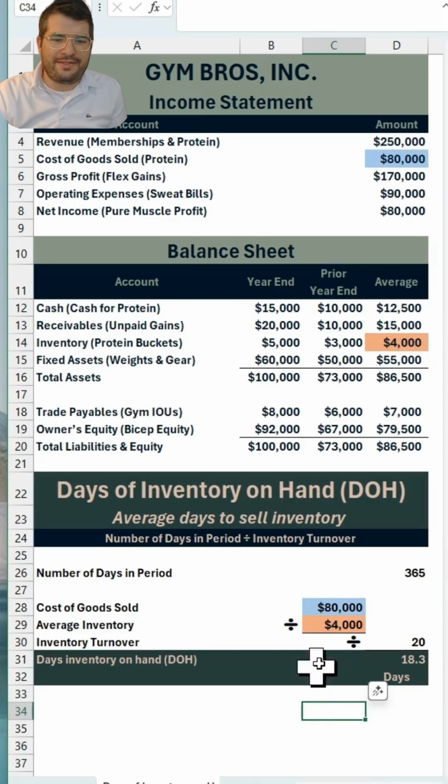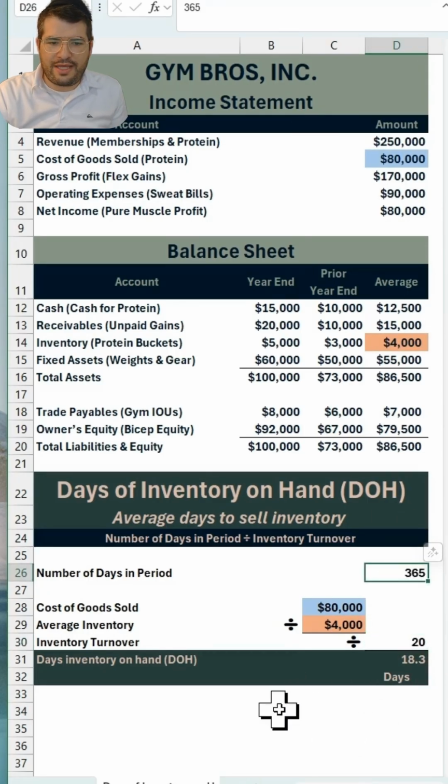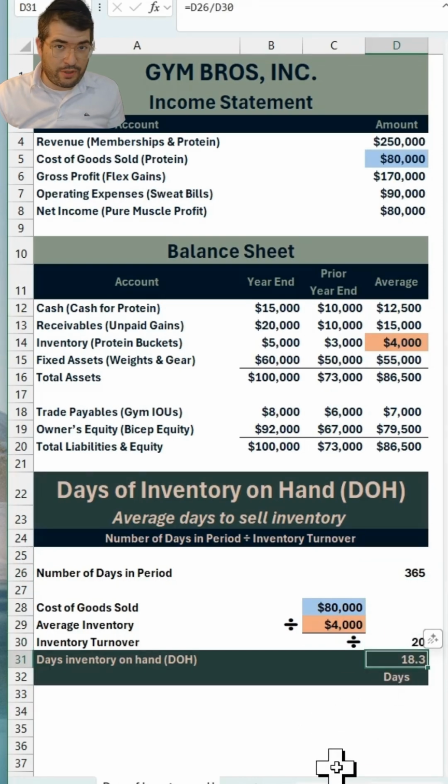Now, days of inventory on hand, so that tells you the same information but in terms of time. So if you take that same ratio, the 20 coming from the same spots, and then you take 365 days in the year, and it's got to be the same period that the income statement and balance sheet are covering. You take the 365, you divide it by 20, and that will result in 18.3 days. So what that says is if you have $4,000 of inventory, it will only take 18.3 days to sell it all.